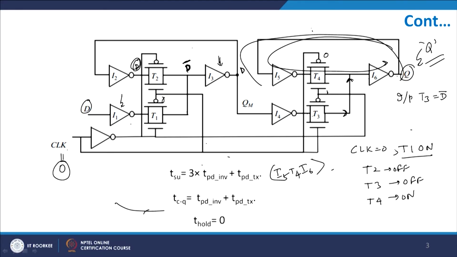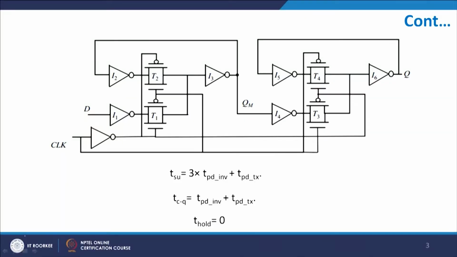In the next phase of the clock, when clock goes to 1, this becomes 0, therefore T2 becomes on. When T2 becomes on, D again crosses this point and reaches this point, but by that time T1 has actually become off. T1 has actually become 1 when clock equals 1. Let us look at quite an interesting issue here. It is a bit complicated to understand in the initial phase, but we will see how it works out as we move along.